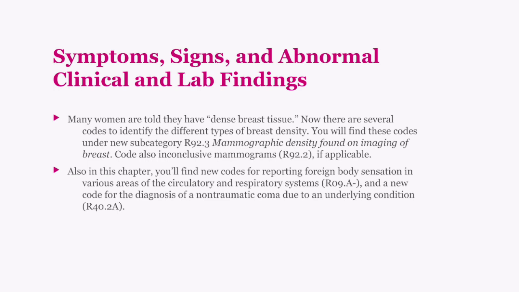Symptoms, signs, and abnormal clinical and lab findings. Many women are told they have dense breast tissue. Now there are several codes to identify the different types of breast density. You will find these codes under new subcategory R92.3 mammographic density found on imaging of breast. Code also inconclusive mammograms, R92.2, if applicable. Also in this chapter, you'll find new codes for reporting foreign body sensation in various areas of the circulatory and respiratory systems, R09. And a new code for the diagnosis of a non-traumatic coma due to an underlying condition, R40.2A.